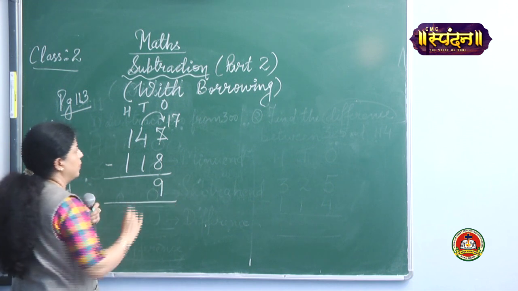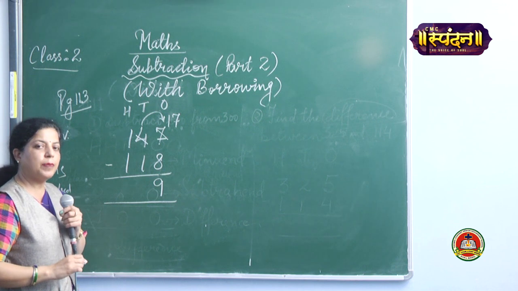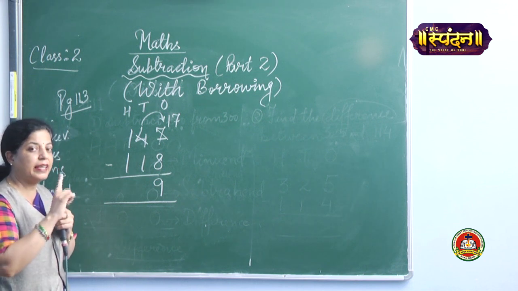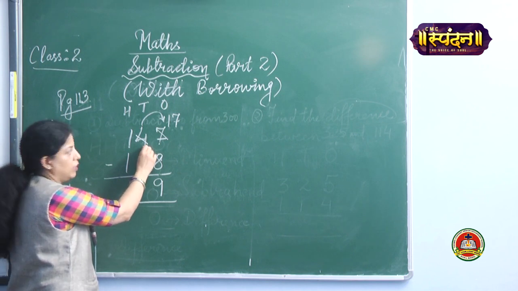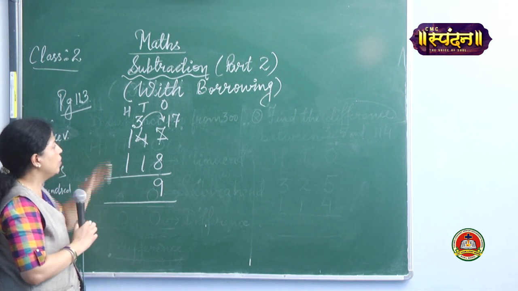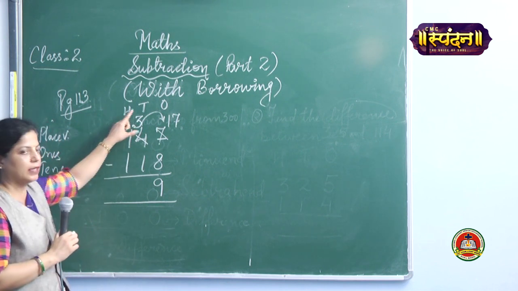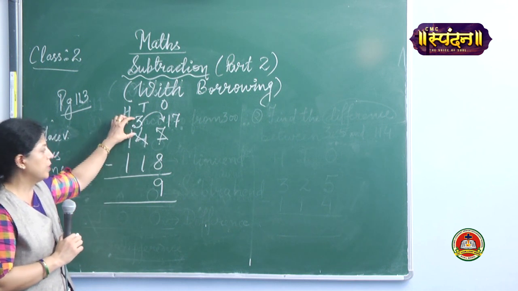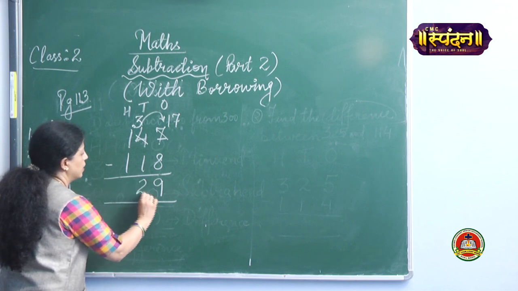9. But this 4, this tens place number, has given 1 ten to 17. Now it is not 4. Now here 3 is left. Now from this 3 we will follow the second step of subtracting the tens place number. From this 3 I'll subtract 1, I'll get 2, which I'll write here.